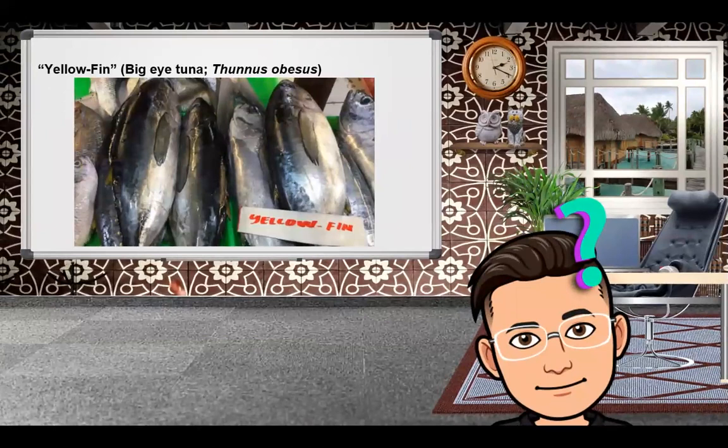We also have yellowfin. The bigeye tuna is of the same species as the yellowfin tuna. It also has a yellow dorsal fin and is more commonly identified in Philippine markets as yellowfin tuna. This fish is commonly found in the open waters of all tropical and temperate oceans. The yellowfin fish is available in the public market, usually priced at 230 per kilo.